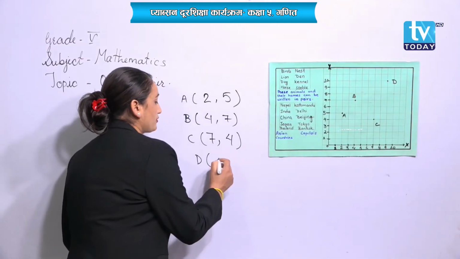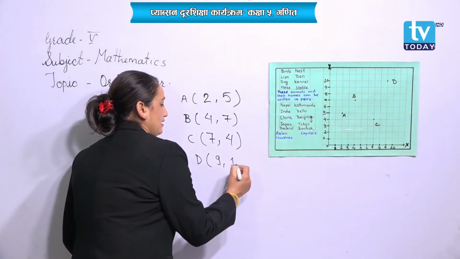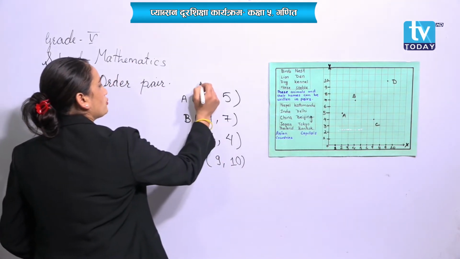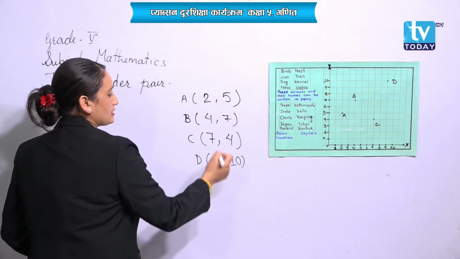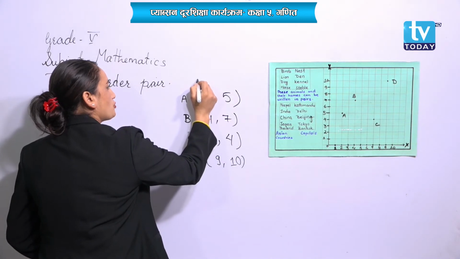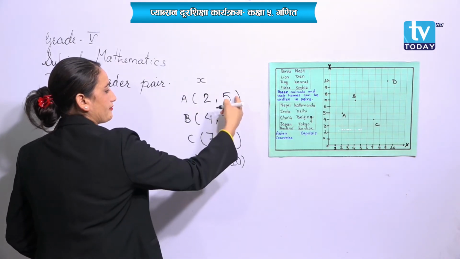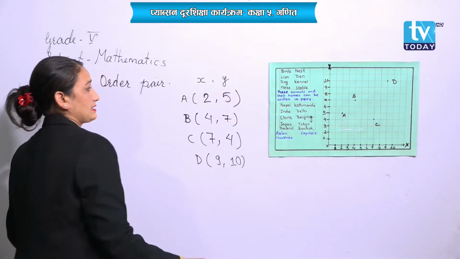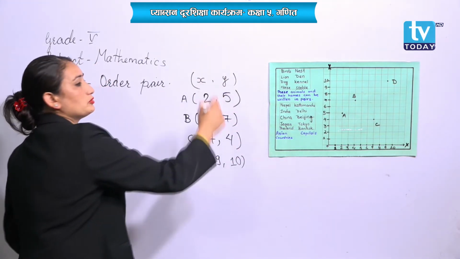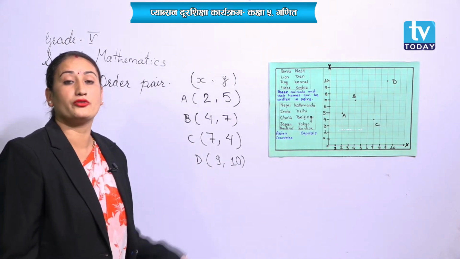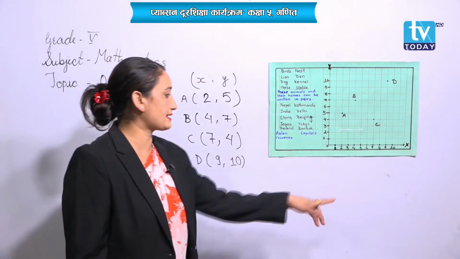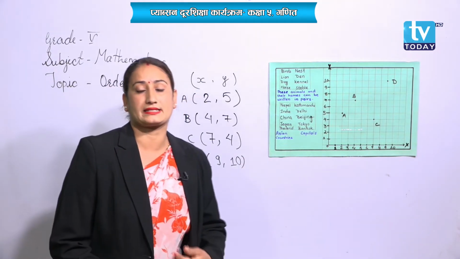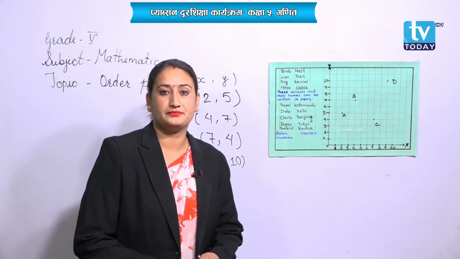So you have to write 9, 10. So student, this is moving towards 2, 4, 7, 9 forward digit is moving towards the x-axis, and 5, 7, 4, 10 is moving towards the y-axis. This is the formula you have to follow. First, you have to go for the x-axis and then you have to see for the y-axis. Have you understood this one?